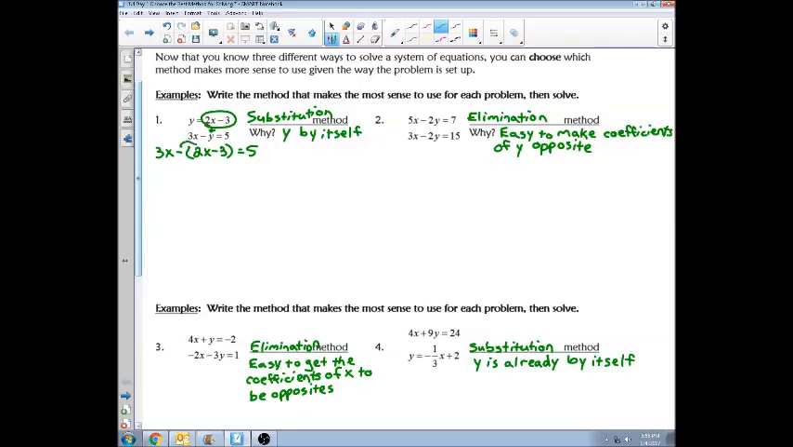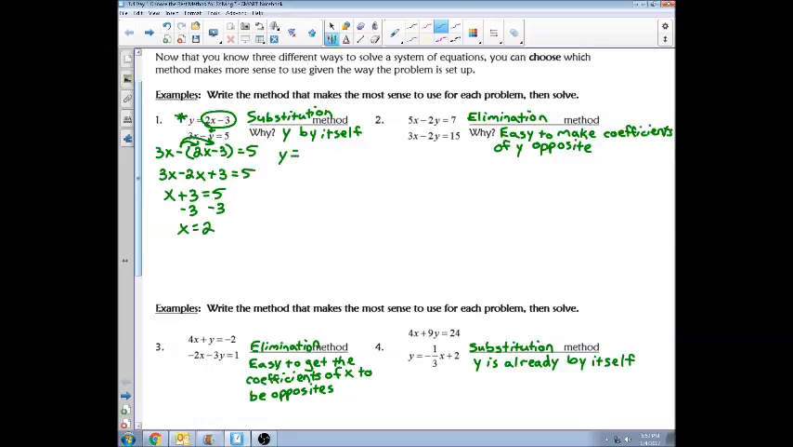I have a negative 1 that I need to distribute, so I'd have 3x minus 2x plus 3 equals 5. Remember, when I distribute a negative, it just changes the signs. So 3x minus 2x is positive x, plus 3 equals 5. In order to solve for x, I would subtract 3, so x would equal 2. Now that I have what x equals, I can plug 2 in for x in one of my two equations. I'm going to choose the top equation because y is already by itself.